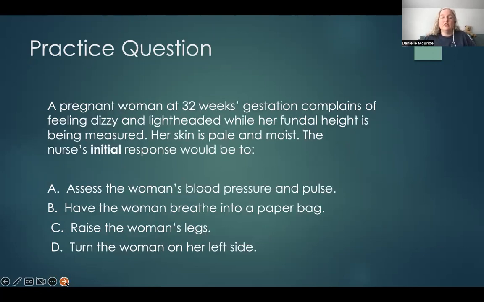A pregnant woman at 32 weeks gestation complains of feeling dizzy and lightheaded when her fundal height is being measured. Her skin is pale and moist. The nurse's initial response would be to do what?